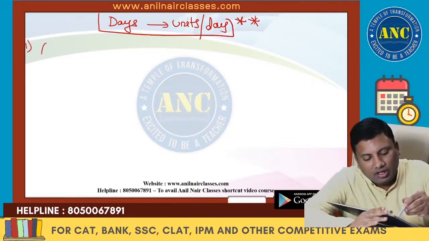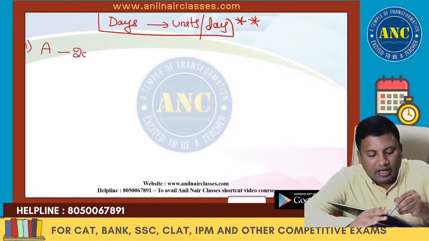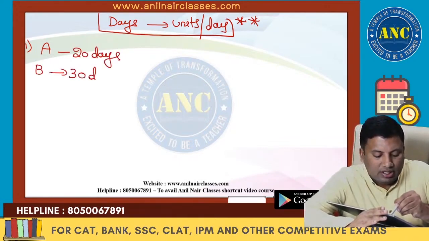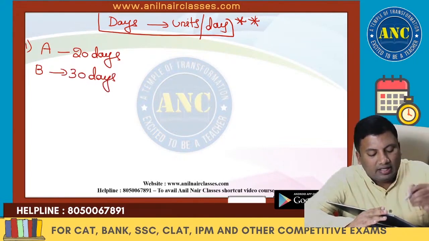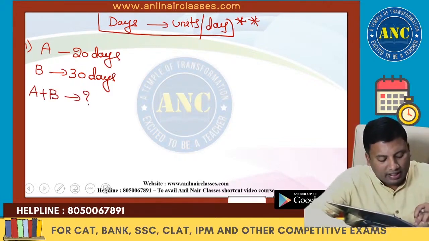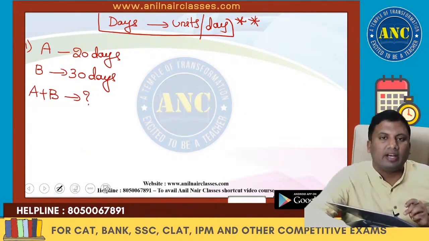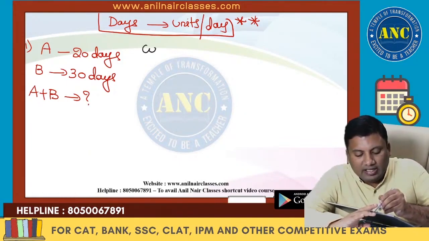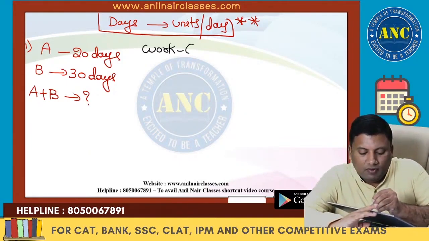First question. A can complete a work in 20 days. B can complete a work in 30 days. If they work together, in how many days can the work be completed? Work is considered to be constant.